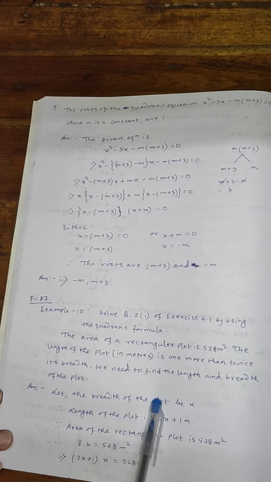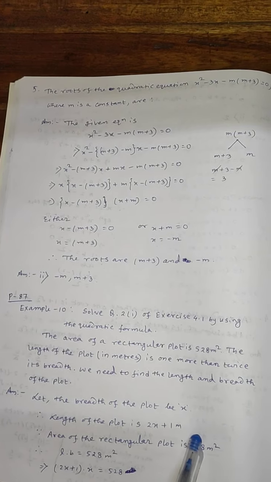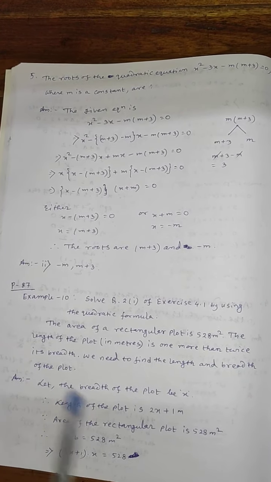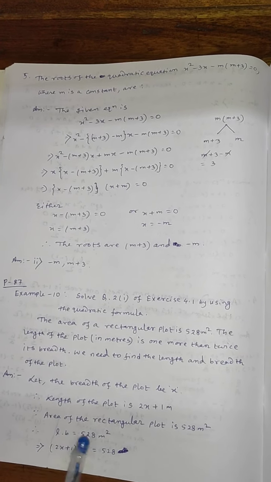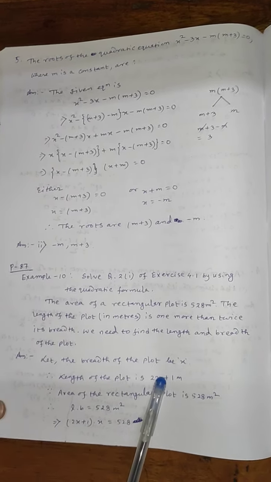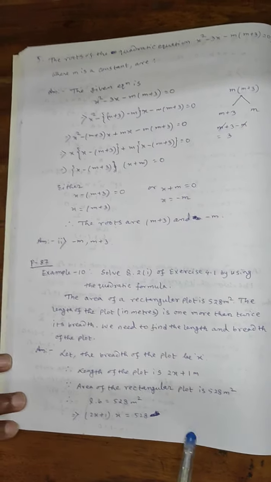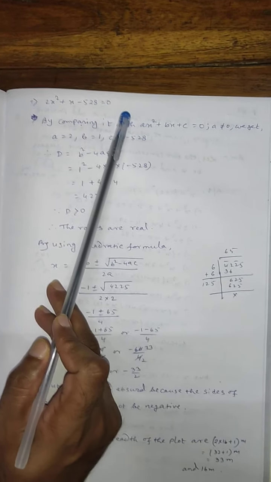Let us select the breadth as x first. Therefore, the length of the plot will be 2x plus 1 meter, because it is given 1 meter more than twice the breadth. Since the area of the rectangular plot is 528 meters square, L into B equals this. Then length into breadth, (2x plus 1) into x equals 528. After multiplication, we get 2x square plus x minus 528 equals 0.